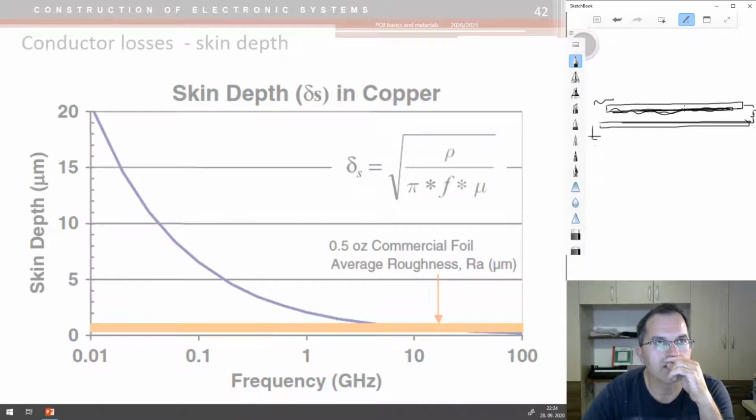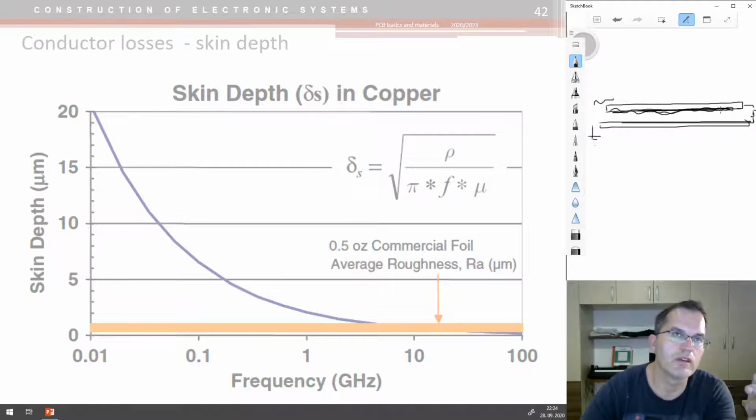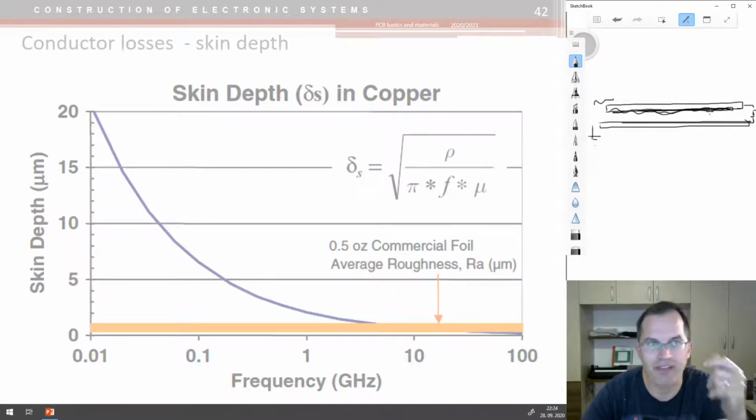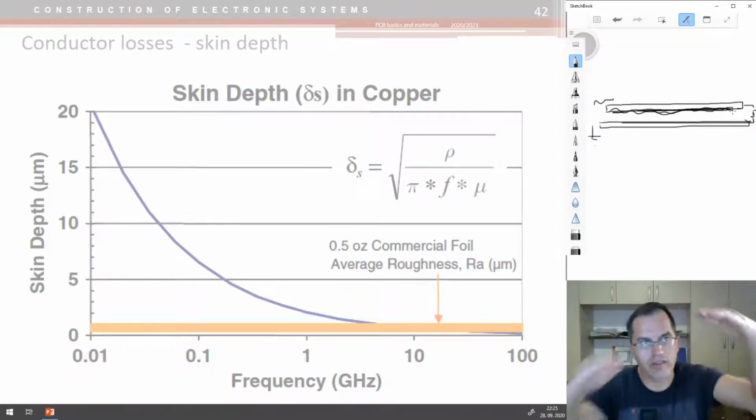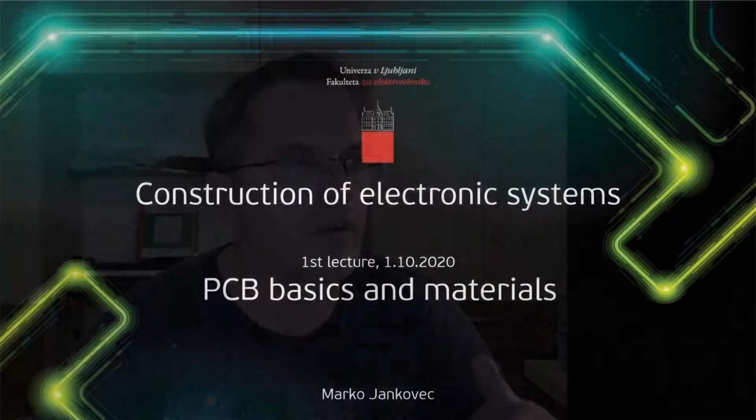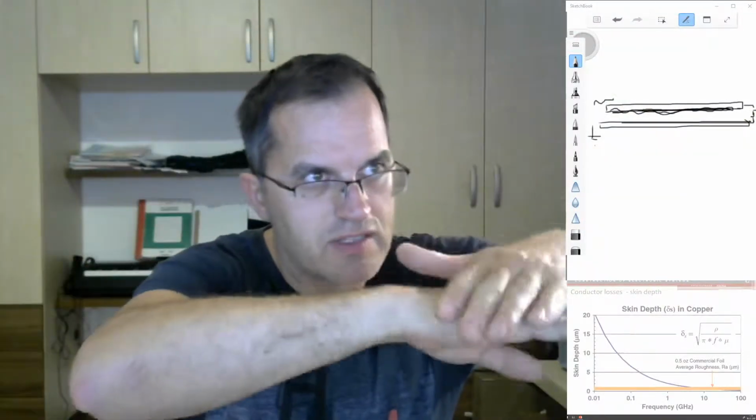If this roughness is large, then the current would travel a longer path. So traveling a longer path means that you actually lose more signal, because it takes a longer path to go from point A to point B, and that's quite annoying. And for highest frequency applications, you have to really take care to choose the laminate that has the smoothest possible surface at the point where the copper attaches to the laminate.